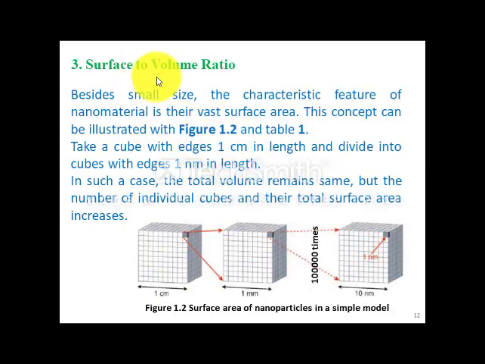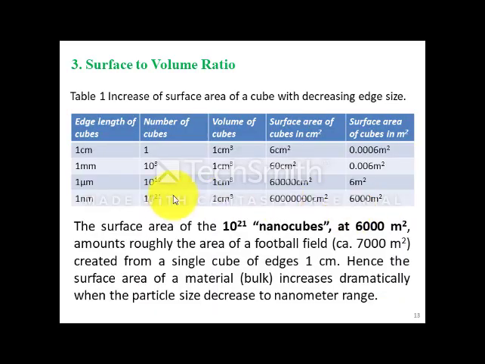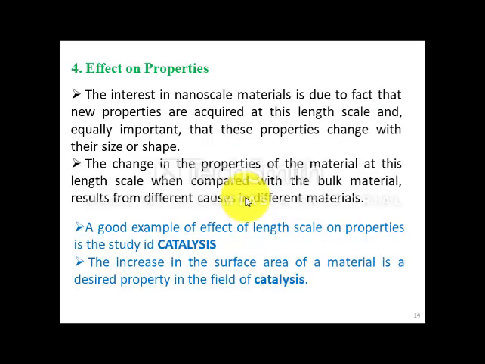Then we have discussed surface to volume ratio, and we have taken an example of a cube, and when it has been divided into 1 nanometer cubes, the surface area increases dramatically to a large value, about 6000 meter square, which is only 0.00006 meter square when the cube is of 1 centimeter and has not been divided into 1 nanometer cubes. So this is a very big surface area, almost the surface area of a football field.